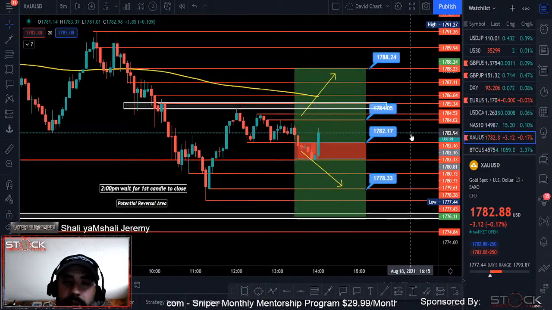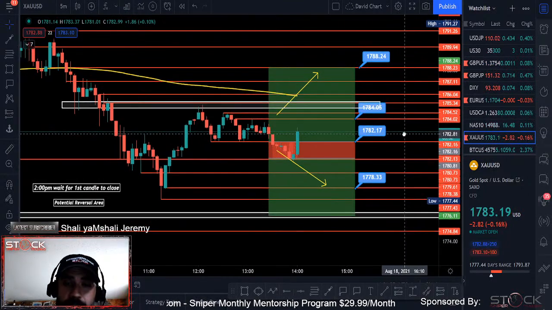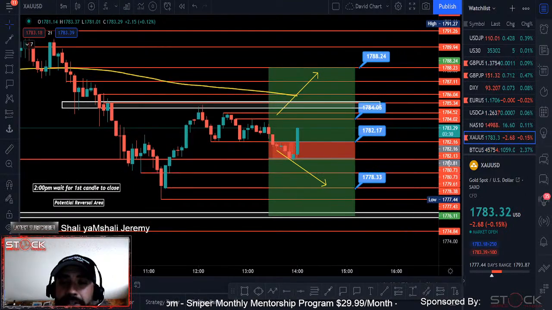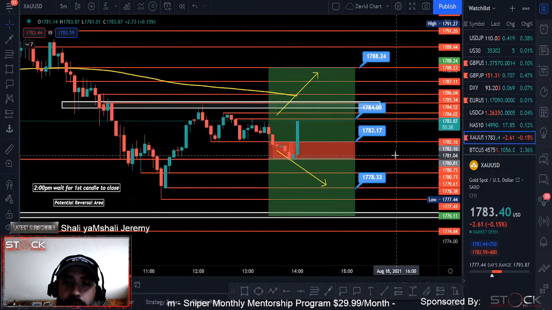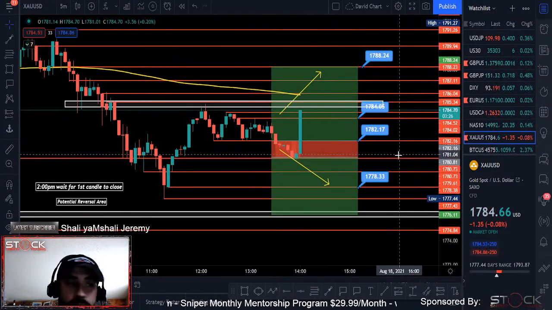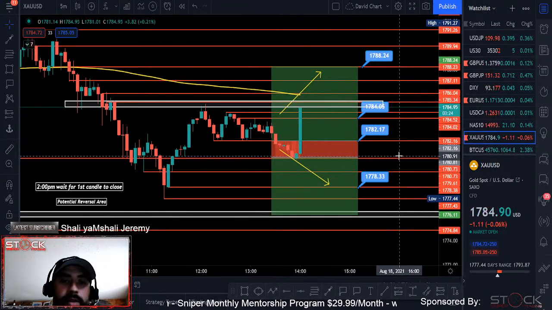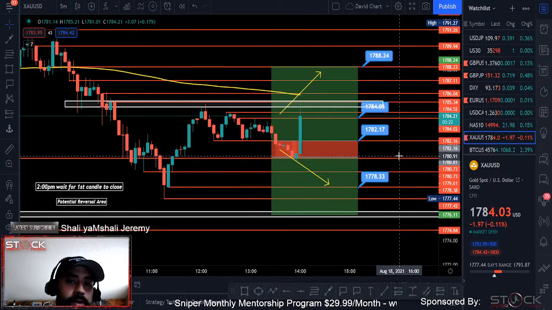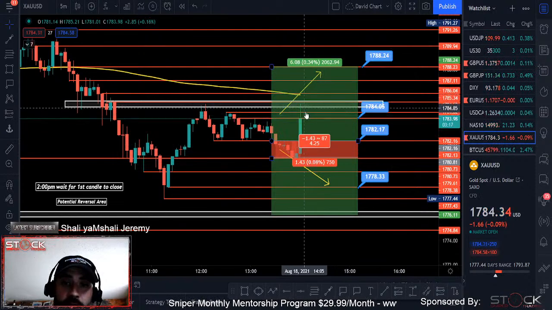So this took a little bit of time to close. Just wait for the first candle to close, guys. This is still the first candle. 3 minutes and 30 seconds. If you're waiting, this is what's happening. There we go. Rejected, guys. Let's see if they're going to push it down.